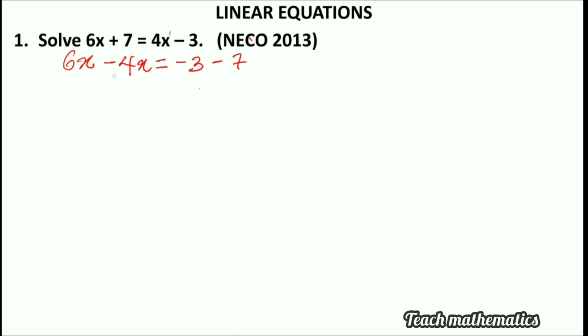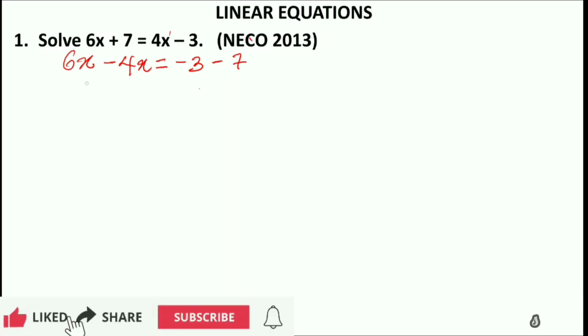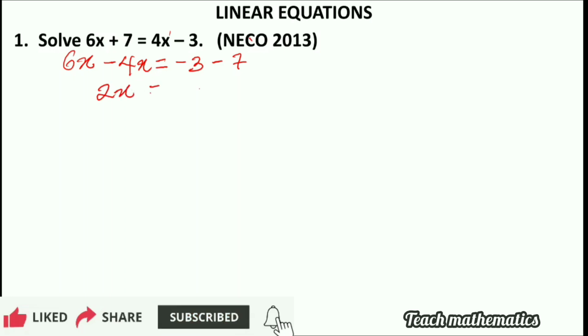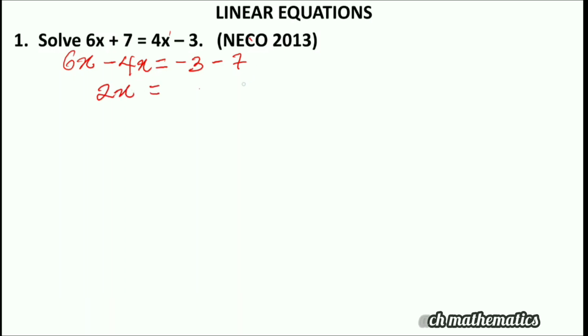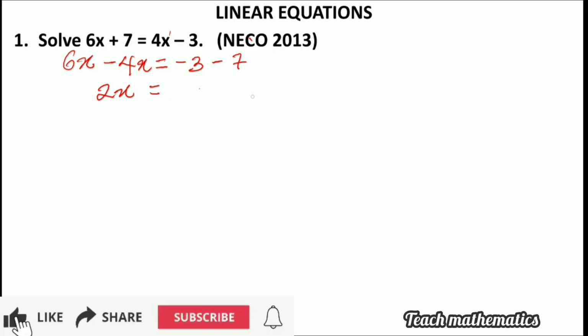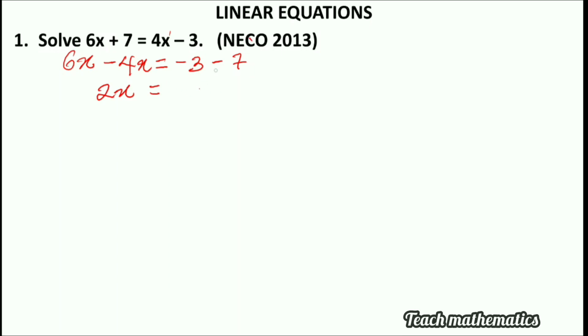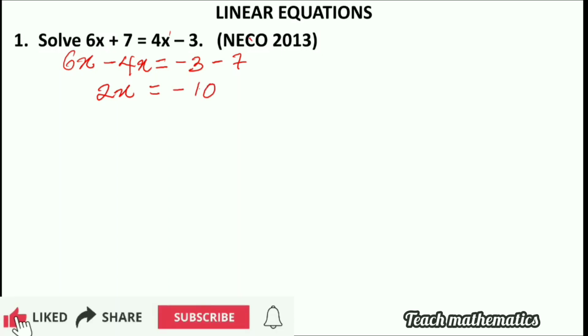And so, step 2 now, simplify. 6x minus 4x, 2x equals minus 3 minus 7. Always see minus as owing. You're owing someone $3. You're owing another person $7. And then how much are you owing altogether? That's $10. And so minus 3 minus 7 equals minus 10.